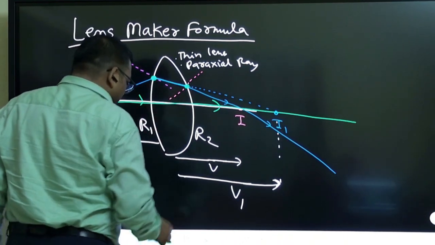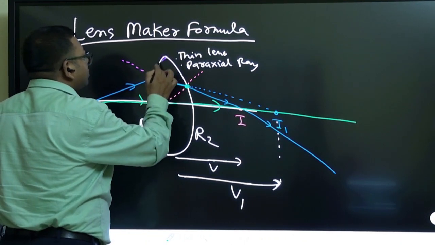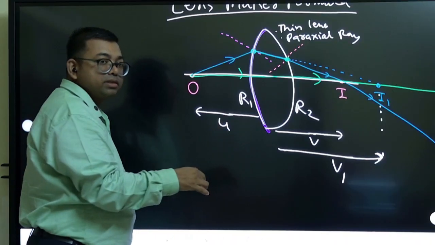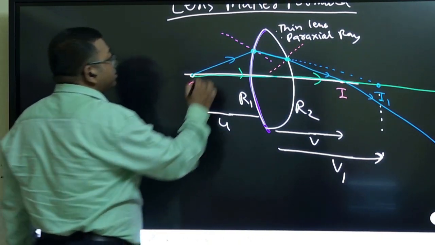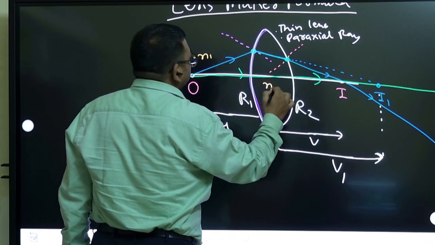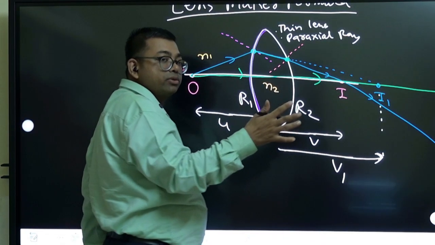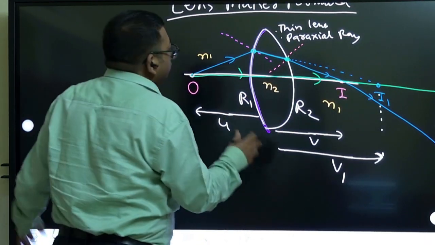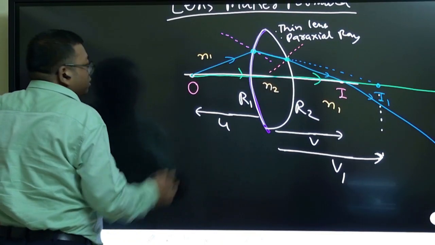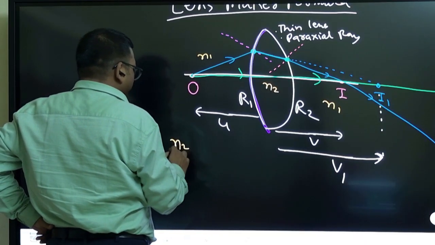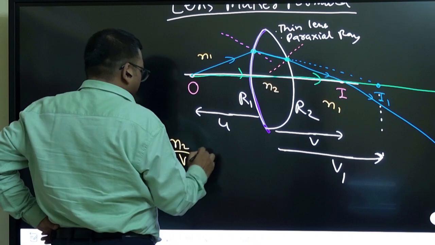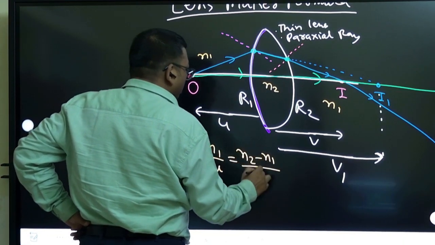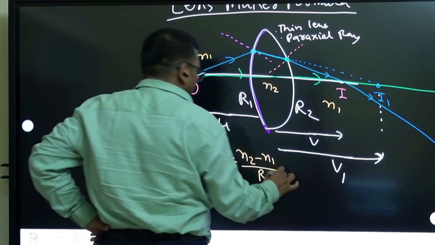So first let us consider this surface. Try to understand properly, because NCERT has confused this. So let us study this surface, and I am going to keep this medium as n1 and this medium as n2. Outside I will keep n1 again, that means this lens is put in the same outside medium. Now apply refraction for this: n2 by v1 minus n1 by u is equal to n2 minus n1 by R1. This is the first thing.